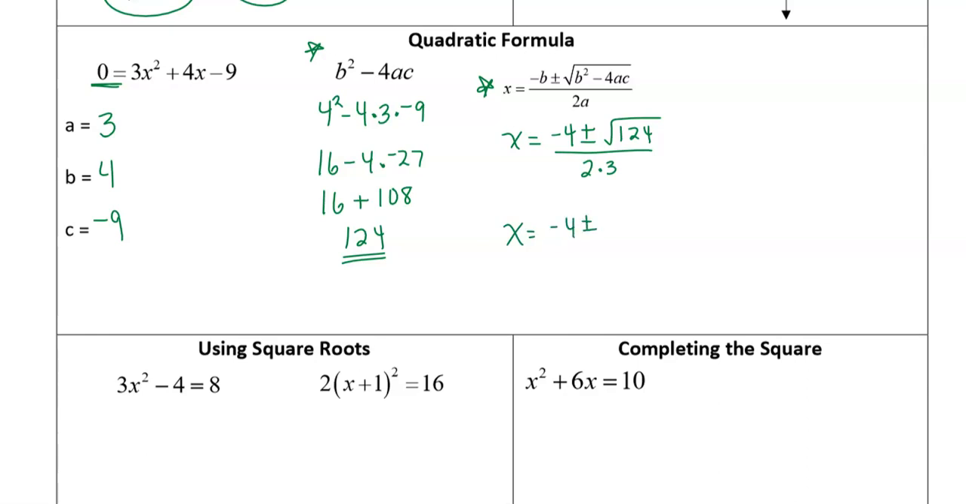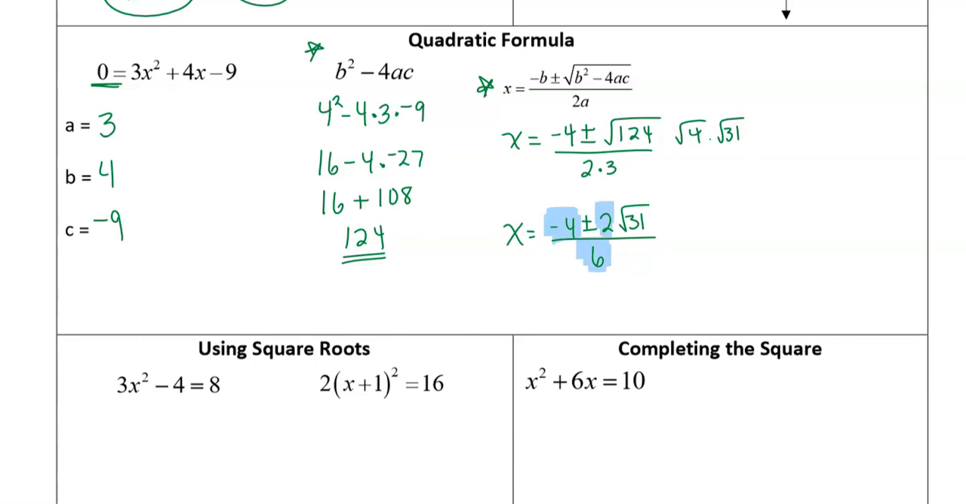Now when we see that square root of 124, we want to see if it simplifies, and it does. 4 goes into 124 31 times, so this breaks up into the square root of 4 times the square root of 31. So that's 2 times the square root of 31 divided by 6. Now this could be our final answer, but we want to see first if it simplifies. And the way we know it simplifies is if these 3 numbers, and it has to be all 3, if they all share a common factor.